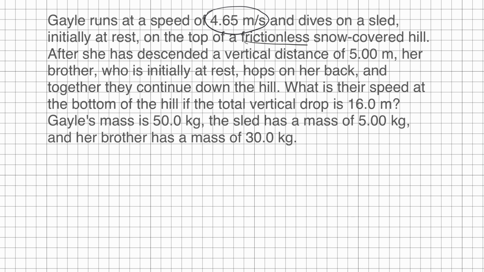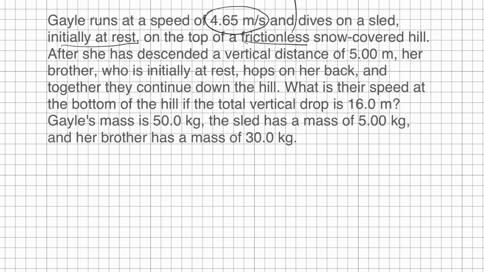Ooh, that's good. So we want these 2 things, right? Initially at rest, so that's the sled. A frictionless snow-covered hill, okay? When you see frictionless, you immediately want to start thinking about isolated. So it's isolated for collisions, but it also means that there's no non-conserved work, okay?